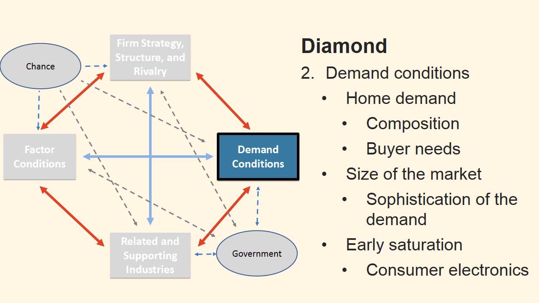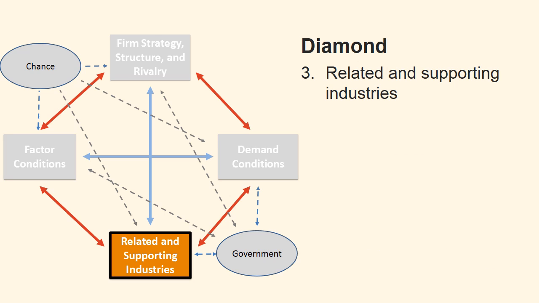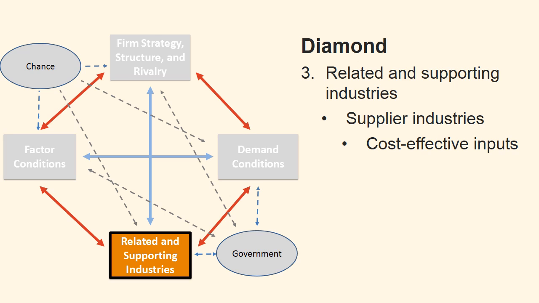The third broad determinant is related and supporting industries. The presence of internationally competitive supplier industries in a nation creates advantages in downstream industries. It gives efficient, early, rapid, and sometimes preferential access to the most cost-efficient inputs. The benefit of home-based suppliers is in the process of innovation and upgrading. Firms gain quick access to information, to new ideas and insights, and to supplier innovations.